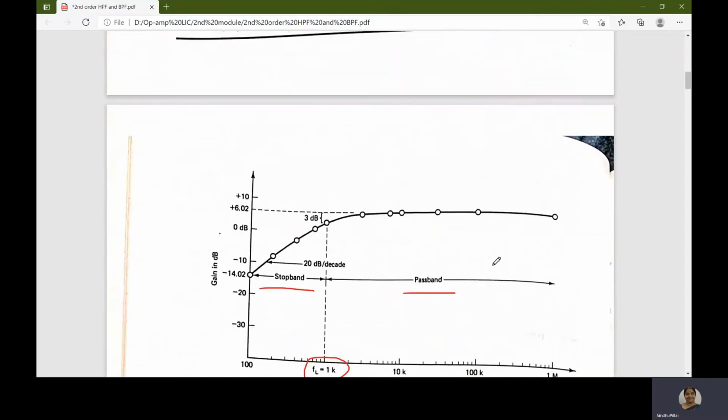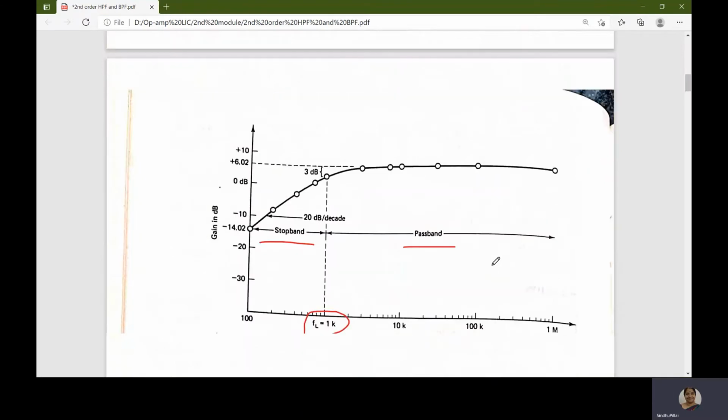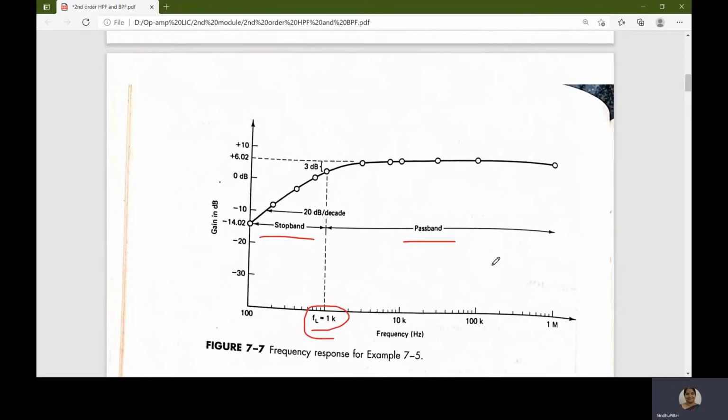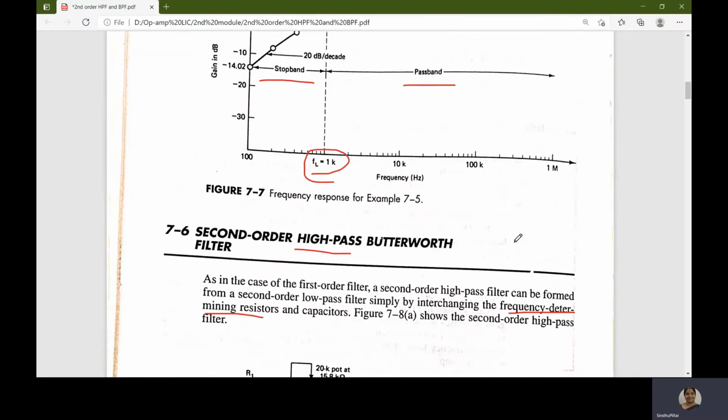Next, this is the plot of the first order high pass filter, where first we'll have a stop band, then we'll have a pass band. This is the frequency response of first order. Next, we'll move on to the second order high pass filter, which is the same as the second order low pass filter. Only the frequency determining resistors and capacitors will be changed. That is the second order.